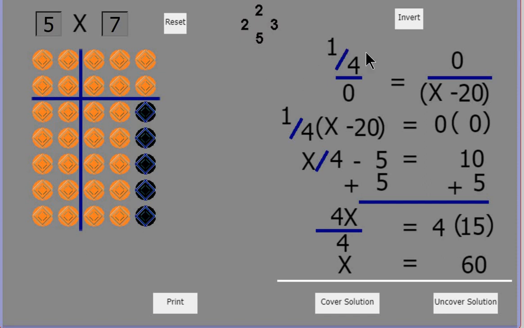The cross product of the numerators and denominators now corresponds to the number of red disks filling the bottom right area of the array. So these 10 here. So it says that the cross product of these equals, of course, this 10 here.